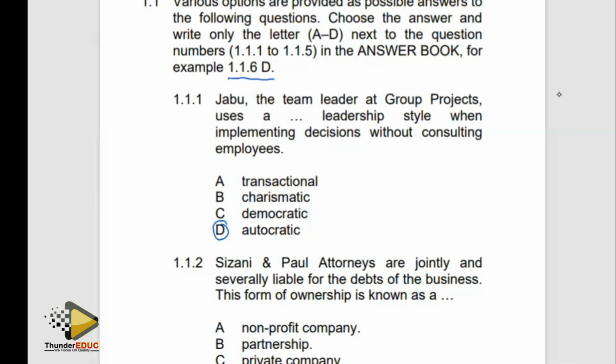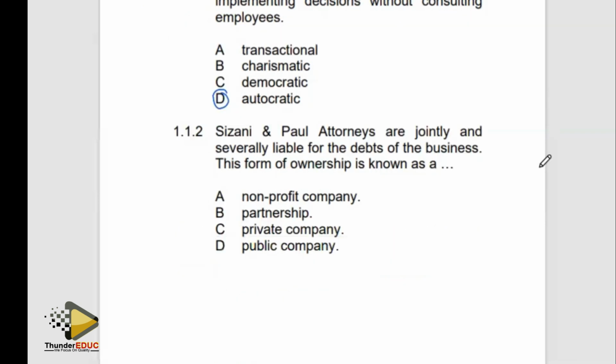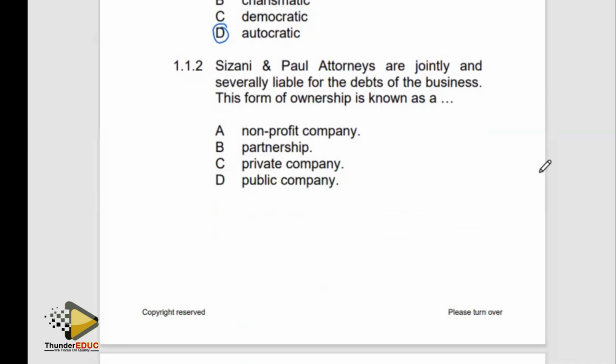Okay, right. So now let's check 1.1.2. So 1.1.2 reads as follows: Cezanne and Paul attorneys are jointly and severally liable for the death of the business. This form of ownership is considered as a partnership. So now it means our appropriate answer is going to be B.